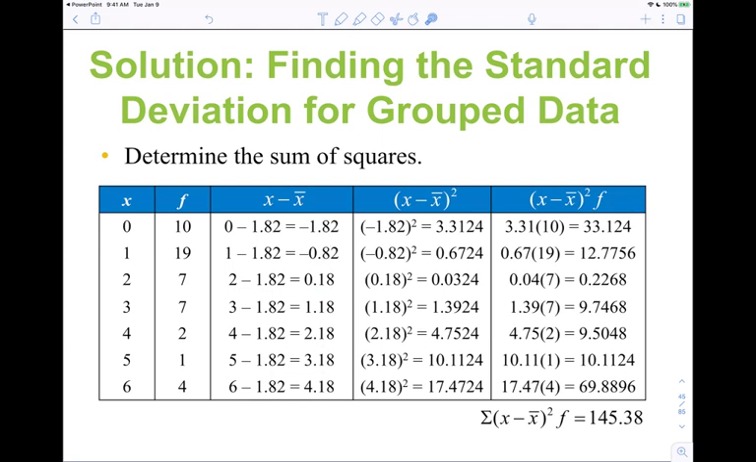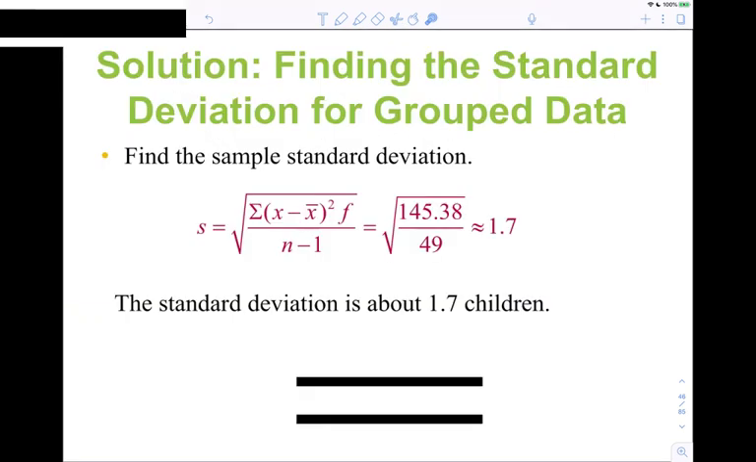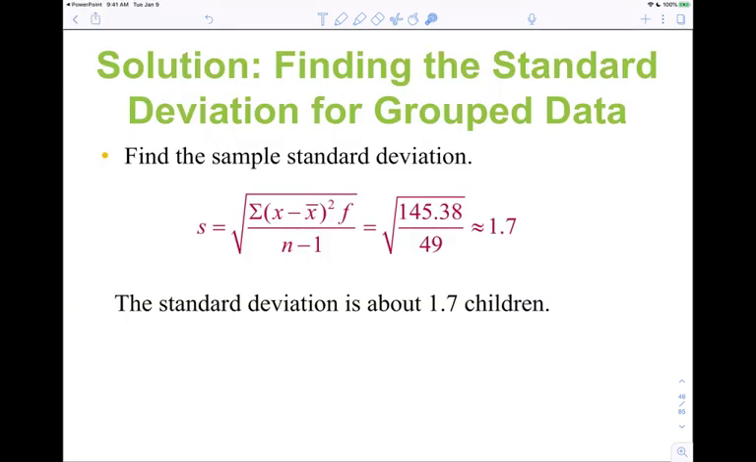We're going to square each of those entries, and then we need to factor in how often each of these occurred. So this occurred 10 times, so that's why they say this times 10 to give us this. This one occurred 19 times, so we're going to say that times 19. We do that for each one. We take the sum of the squares, and we get this, right? And then we're going to say this divided by n minus 1 for the sample standard deviation and take the square root. And we get this, okay?